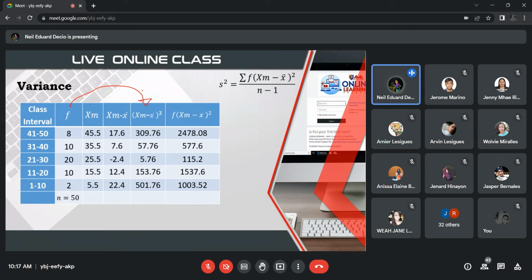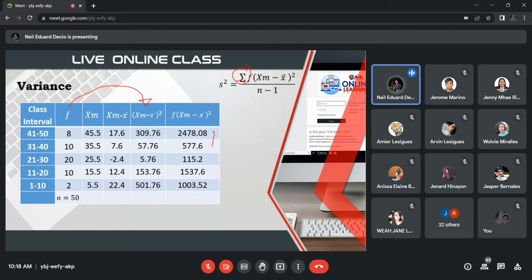2,478.08. 10 times 57.76 is 577.6. 20 times 5.76, that's 115.2. 10 times 153.76 is 1,537.6. And 2 times 51.76 is 103.52. And then, of course, hindi pa natin ina-apply sa summation. So to get the summation, of course, that's just the sum of all that's preceding that summation sign. So isa-sum up natin lahat nito.